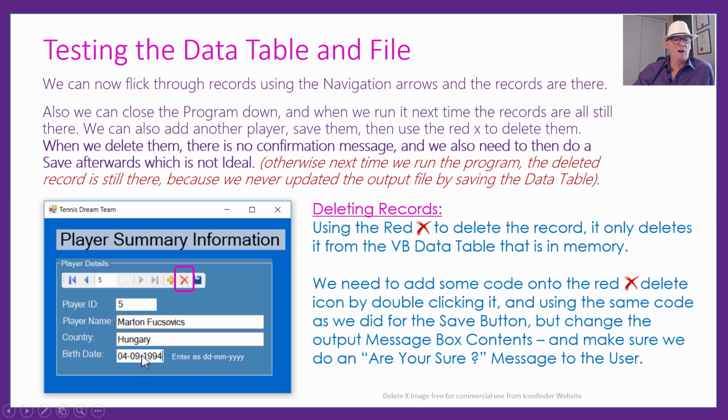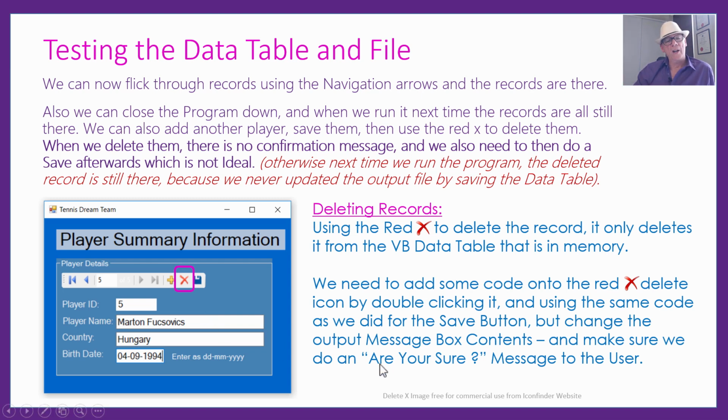All right, so using this red X delete, if we've got a new player we added there like Marton from Hungary, but we decided, oh no, we only wanted 4 on the dream team, we better delete him. Using that red X to delete the record, it deletes it from our data table in memory. So this will drop down to 4 records, and when you flick through, you won't see him anymore. But the thing is, if you close the program, reopen it, he'll still be there. You have to actually do the delete and then do a save straight away afterwards.